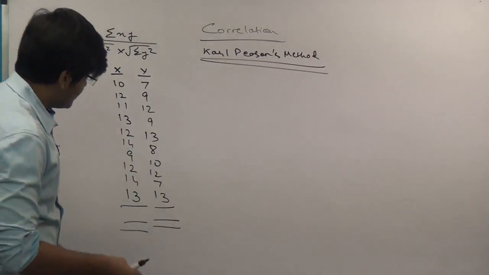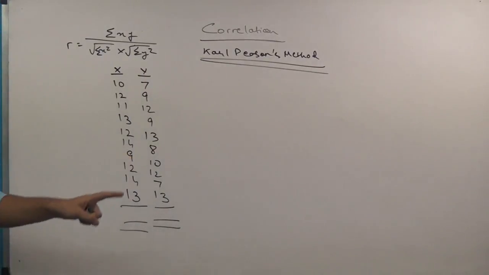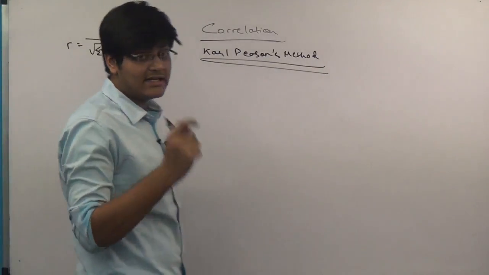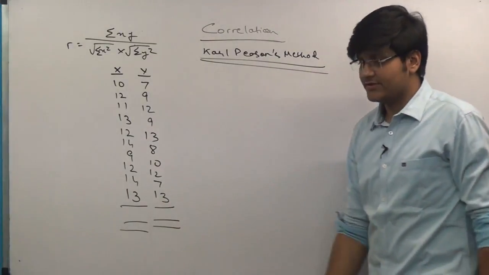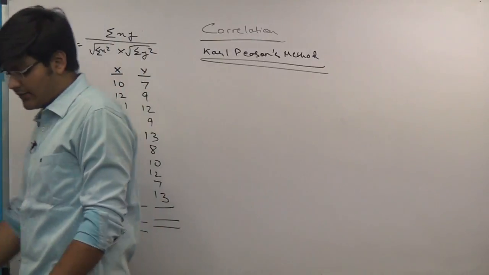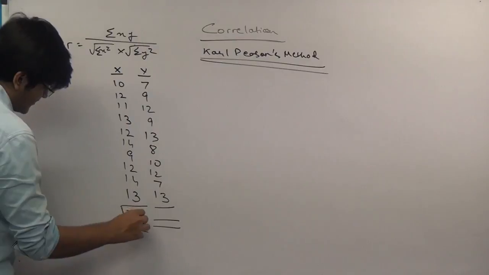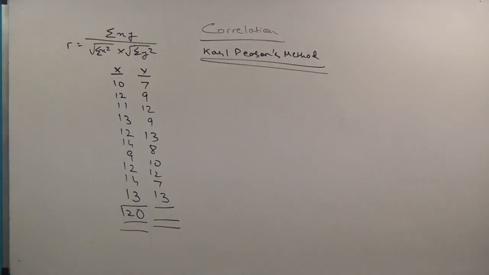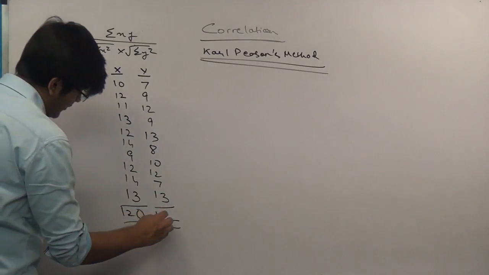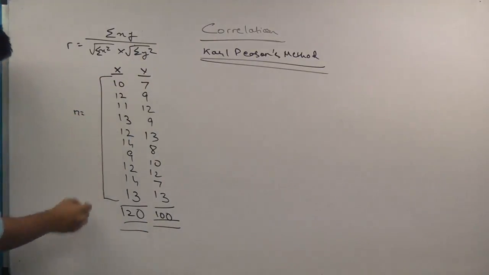Directly follow the steps. Find out the total of X, total of Y. The first thing that we'll do is find out the arithmetic mean of these two series, the mean, the average of these two series. Calculate the total for X. Coming down to 120. Total for Y, 100. Total set of observations, small n, is equal to how much?